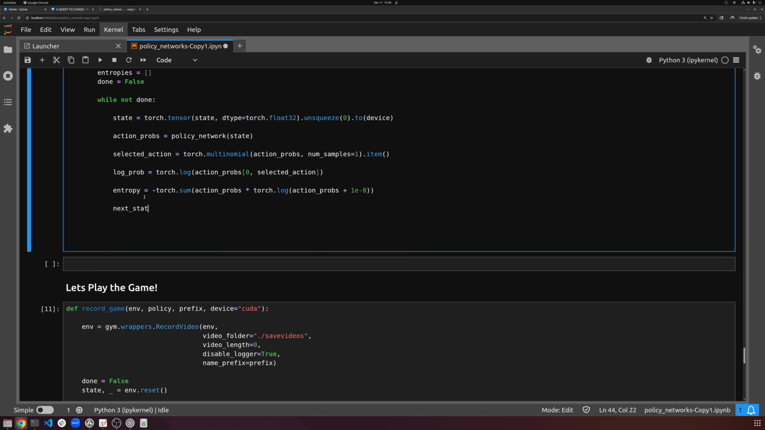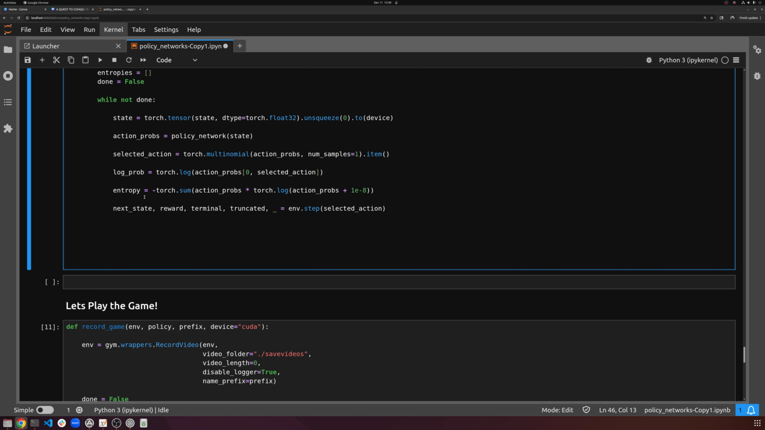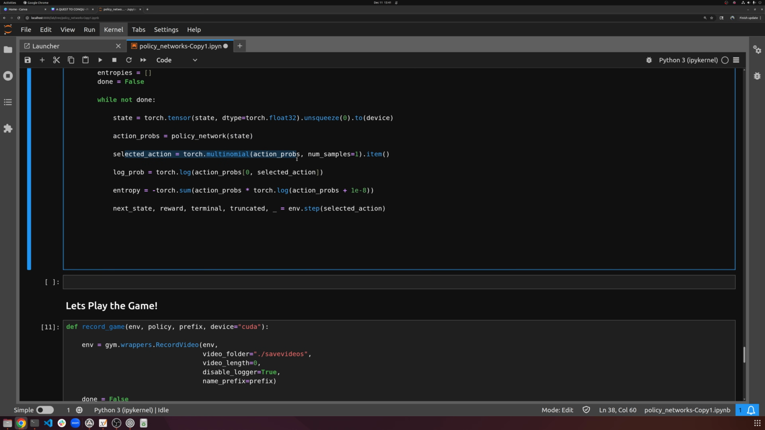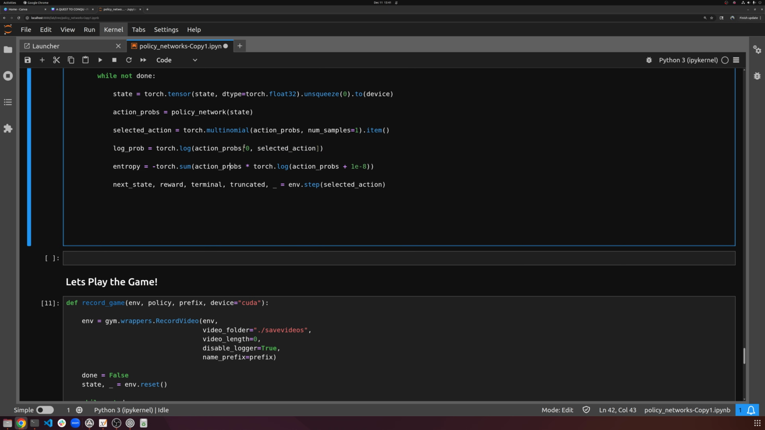So what we're going to do next: state, reward, terminal, truncated, and then everything else we don't really care about, env.step, and it's going to be selected action. And that's it. So just to recap, we have a state in this game. We apply our model to the state and get our probability over the actions. We randomly select one of those actions based on those probabilities. We get the log probability of the action that we took. We get the entropy so we can add that penalty in a little bit later. And then we take the next step in the game.